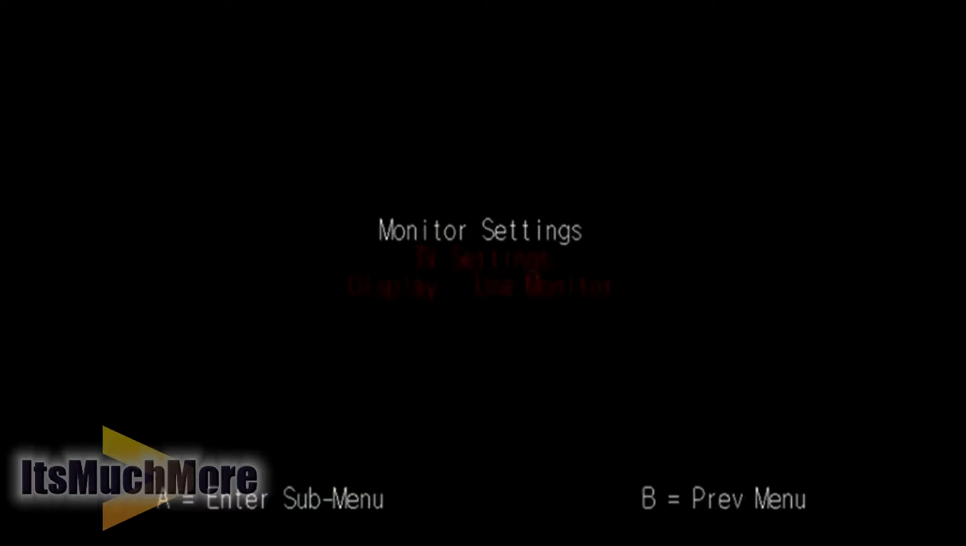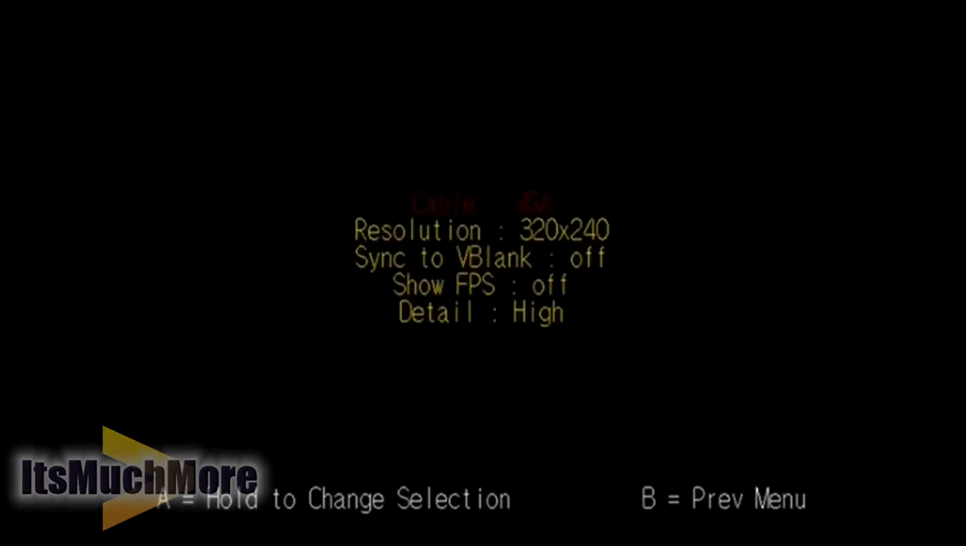So in the video settings, here you go. You can have monitor settings, TV settings, or display using monitor. The top one isn't grayed out, so let's go into the monitor settings. I'm currently using VGA because this game is VGA compatible, and it also works with SCART. Those are the ones I've tested as well. That's the resolution I'm using, and those are the other settings that I'm using as well.